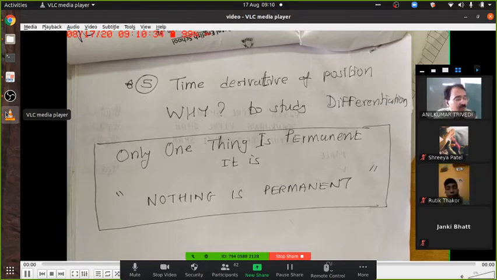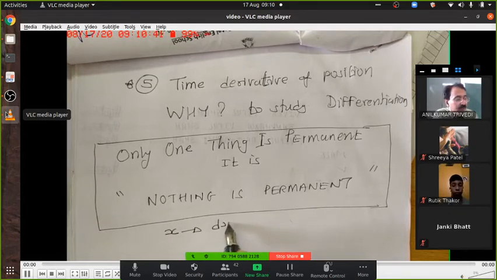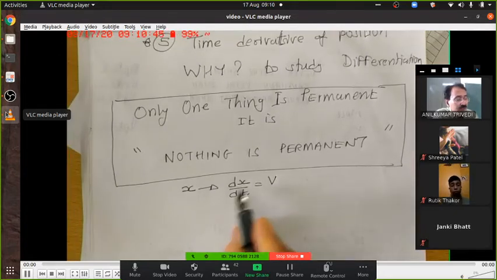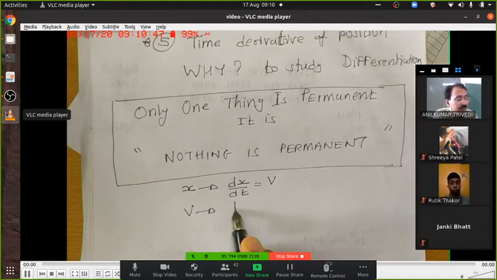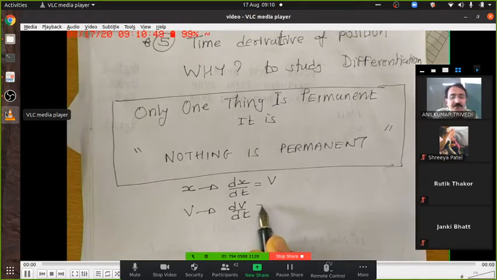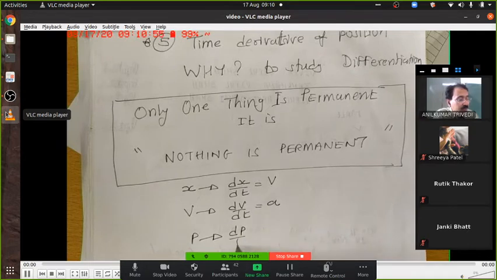Now, position changes with respect to time. It will give you dx. If you take dx by dt, it will give you v, velocity. Now, velocity may change with respect to time. So dv by dt will give you acceleration a. Momentum may change with respect to time. So you get dp by dt, that becomes force. We are going to study that later on.